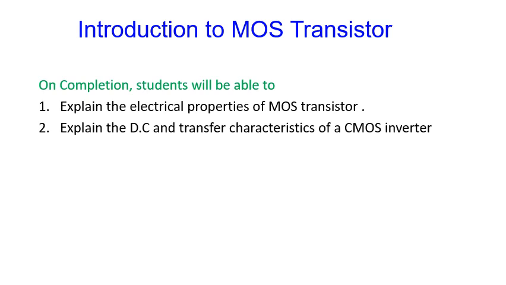After this topic completion, students will be able to understand and explain the electrical properties of MOS transistor, and explain the DC and transfer characteristics of a CMOS inverter.